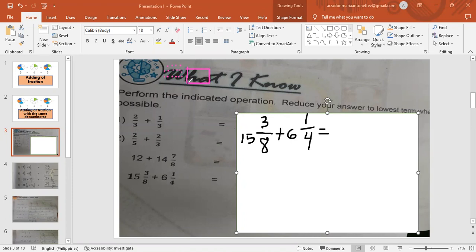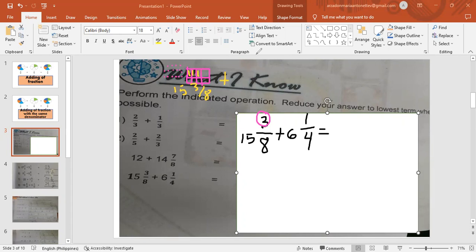In one rectangle there are 8 parts. 1, 2, 3, 4. Make it half to make it 8. And only 3 are shaded. 1, 2, 3. So 5 are missing. So that 15 can't move to 16 yet because it's not complete. That is the illustration for 15 and 3/8.